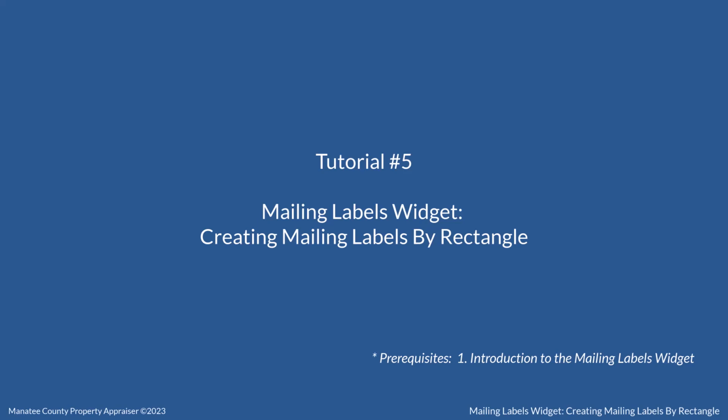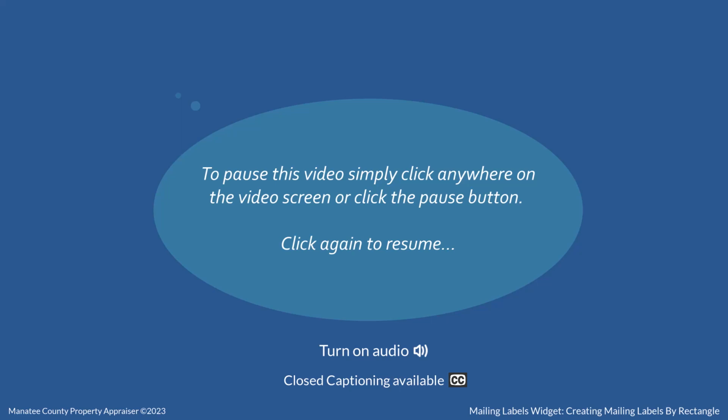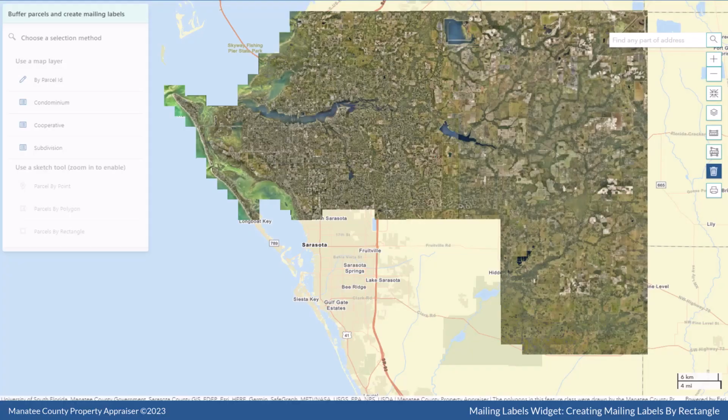Welcome to tutorial number 5, creating mailing labels by rectangle. To pause this video, simply click anywhere on the video screen or click the pause button. Click again to resume.